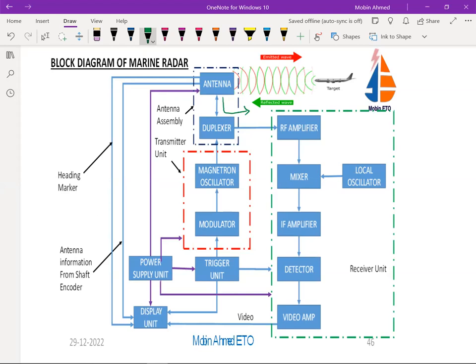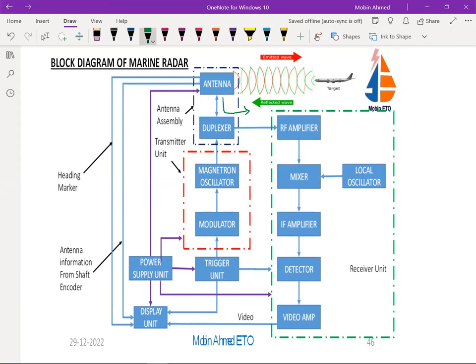Range: because the echo comes after a certain period of time, we know the time when it appears. Accordingly, we can calculate the range. And this is how we get the bearing and the range both.